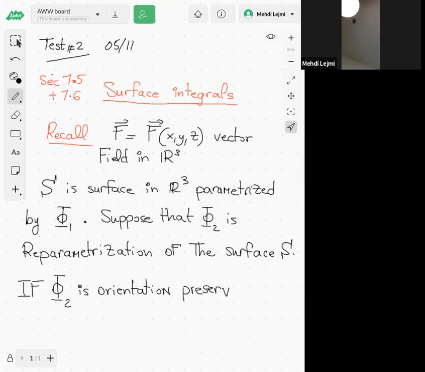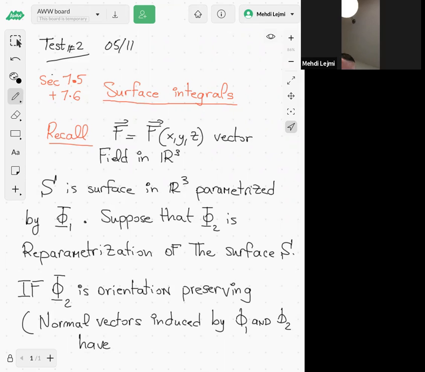So preserving means that the normal vectors induced by, remember guys, the normal vector is capital TU cross capital TV. That's what I call the normal vector to the surface, right? So normal vectors induced by phi 1 and phi 2 have the same direction.